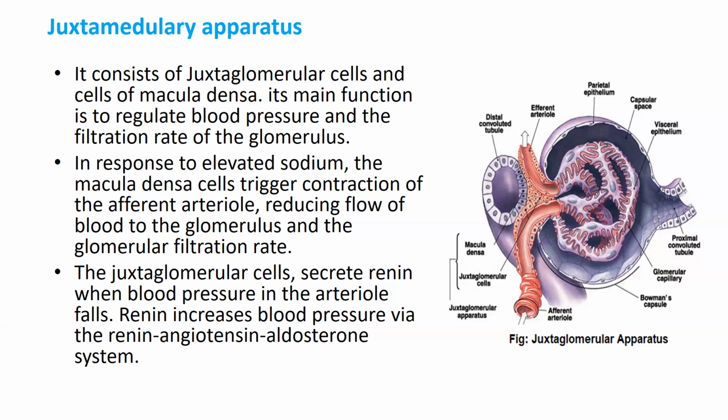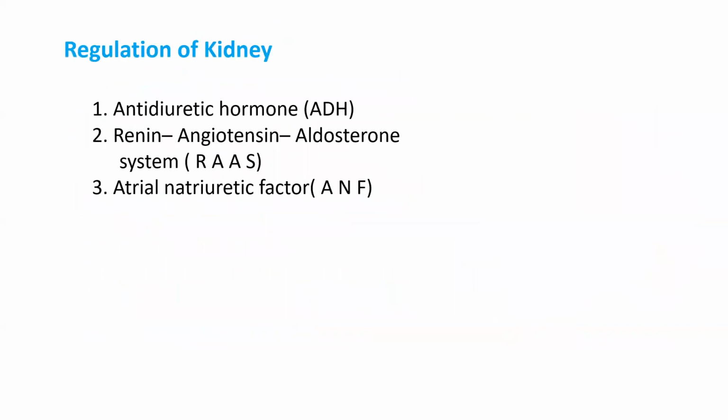Then let's talk about how the kidney is actually regulated. That is what we are going to study, right? So there are three systems. What we call ADH, antidiuretic hormone. Then we have the renin angiotensin aldosterone system, right? And then we also have atrial natriuretic factor. One by one, we will discuss them.